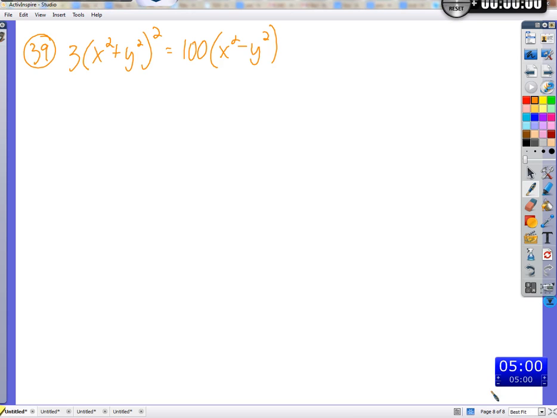Okay, here we've got a constant multiple times this function, so we're just going to take the constant multiple times the derivative of the function. Now we're over at the function. We've got a function inside a function: x squared plus y squared inside of something squared. So 2 times that something to the first power.